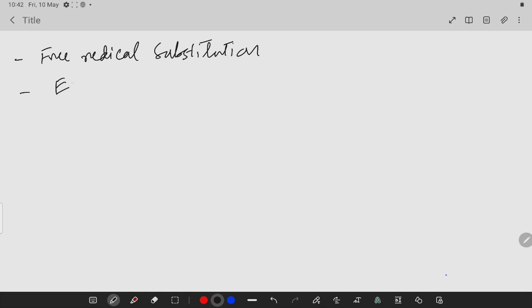I will continue the crash organic revision. So let's start. We have discussed three mechanisms: electrophilic addition, free radical substitution, and nucleophilic substitution.